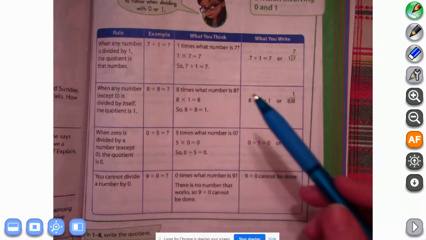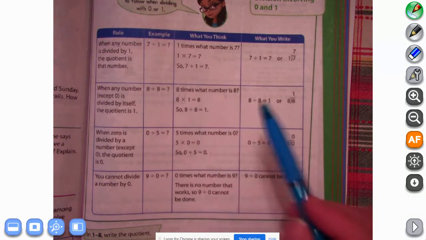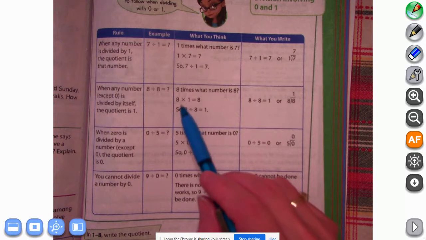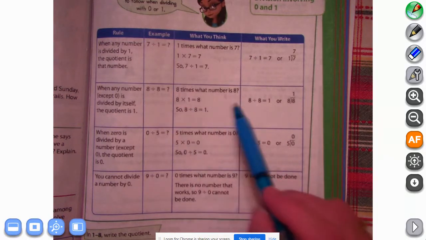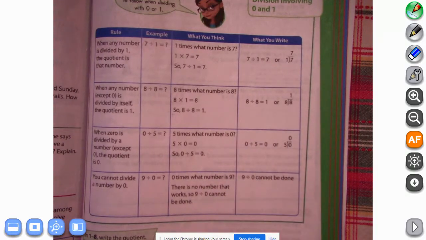When any number except 0 is divided by itself, the quotient is 1. 8 divided by itself, 8. 8 times what number is 8? 8 times 1 equals 8. So 8 divided by 8 equals 1. This is how we'd write it. One of those two ways. You don't have to do both.